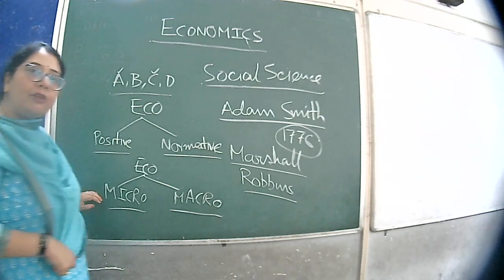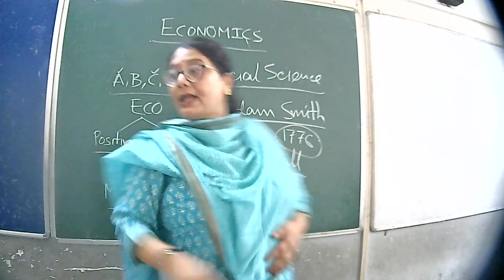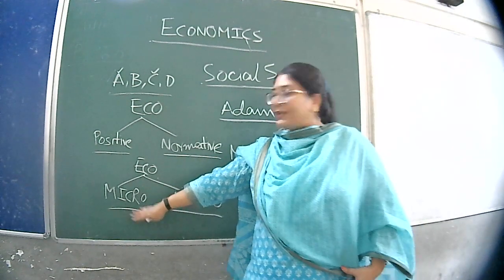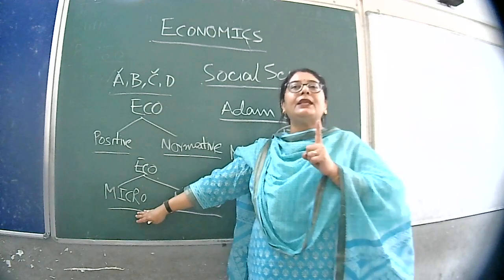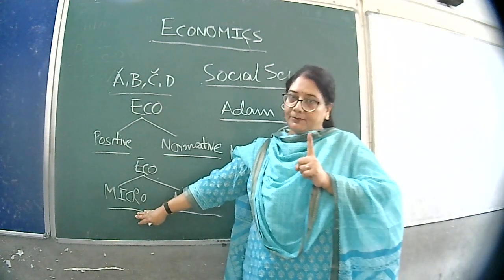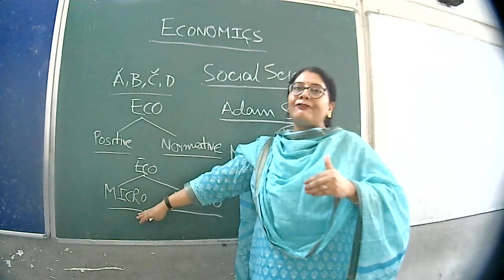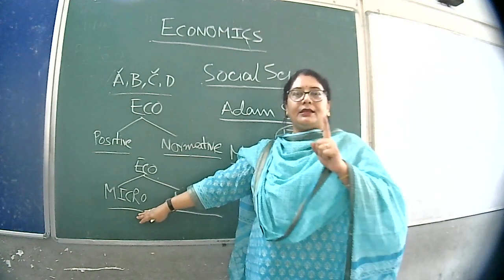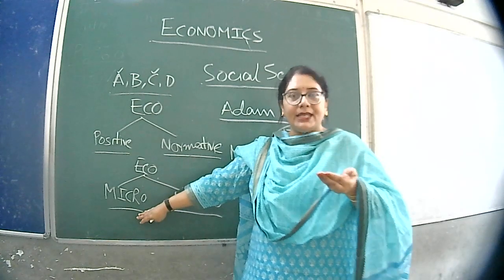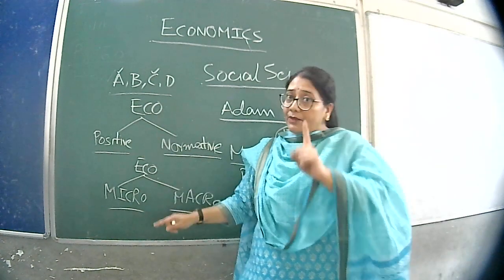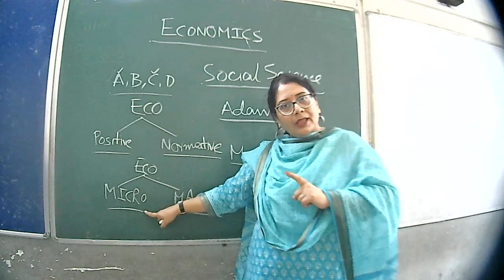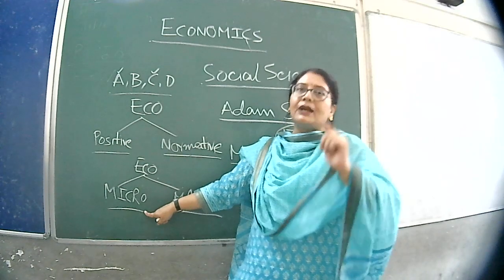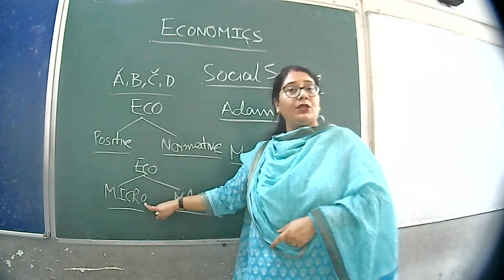What is microeconomics and what is macroeconomics? Microeconomics discusses the behavior of any one particular individual or firm. For example, if I explain how one consumer is consuming a commodity, not all, only one, then it is micro. If I explain how one firm is producing the commodity, then it is micro.